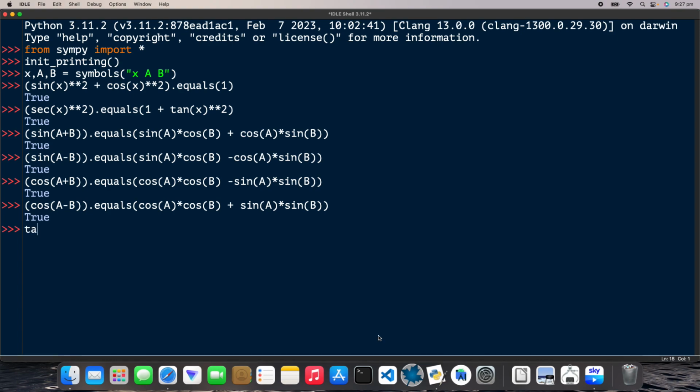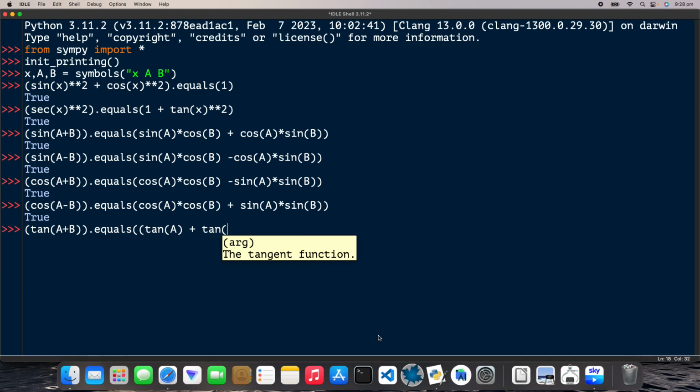Okay, so we're going to sort out the tan part. So tan, actually hold on. So tan(A plus B), dot, then equals tan A plus tan B, sorry, capital B, and then let's divide it by 1 minus tan A times tan B. Just got muddled up there. Which is true.